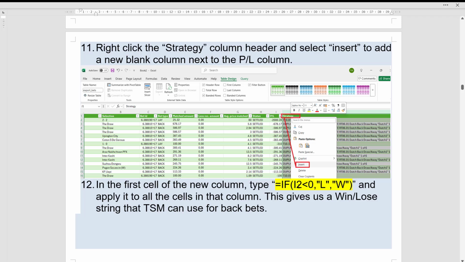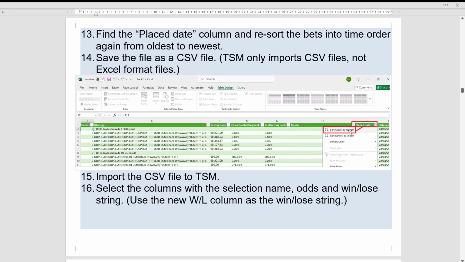And this is in the video description if you want to copy and paste from there, but basically it's an IF function saying if this cell is less than 0, it's a loser, and if this cell is not a loser, it's a winner, LW. Okay, and that's what it's doing. Then find the play date column and order it from oldest to newest, save it as a CSV file, and it's ready to import to TSM.